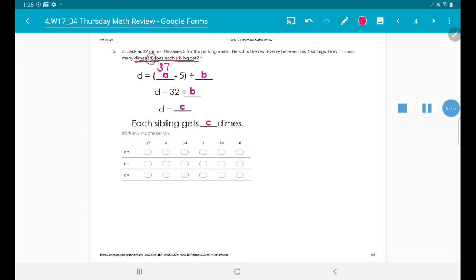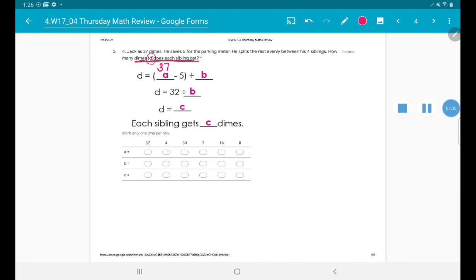He splits the rest evenly. If we split something evenly, what operation are we using? Equal division. Yeah, division. We're going to divide them into equal groups. So they have the division symbol for us.